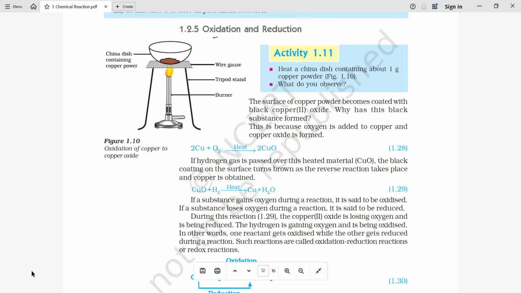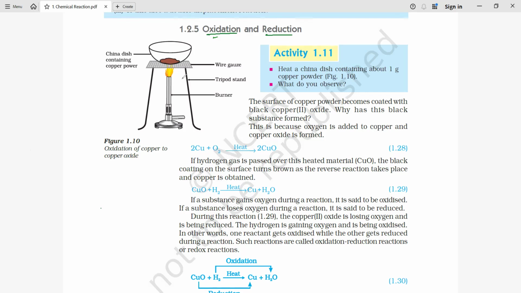So what is oxidation? And what is the reduction? What is the meaning of this? So oxidation, when oxygen combines, that will be called as oxidation. And when oxygen is removed, that will be called as reduction.